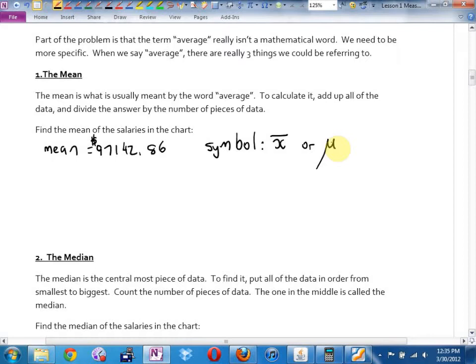Okay? So sometimes, Sam, when you say, what's the average, when you find your grades or when you do your grade point average, this is what you're doing. You're finding the mean.